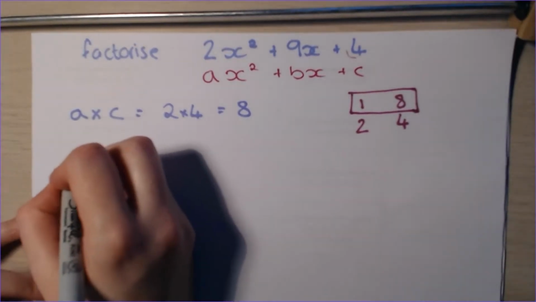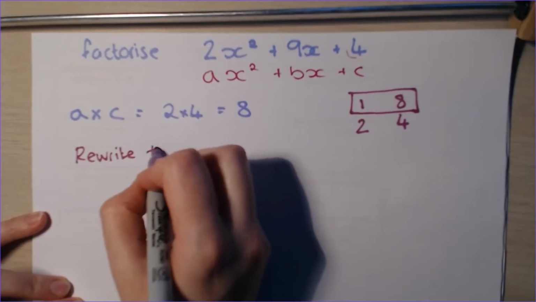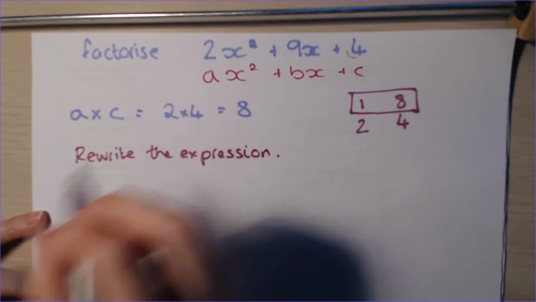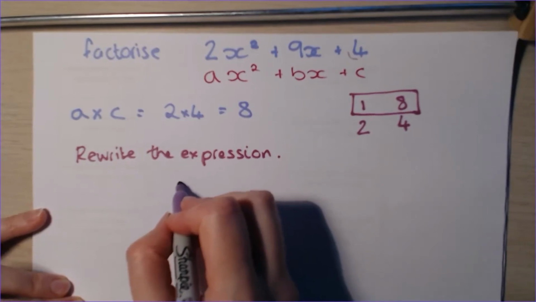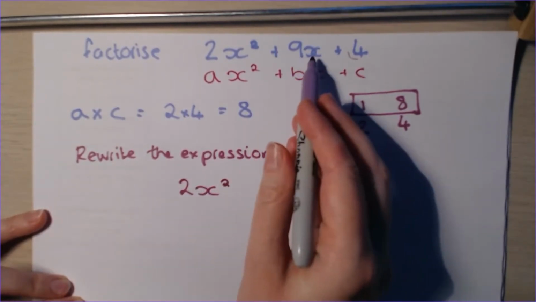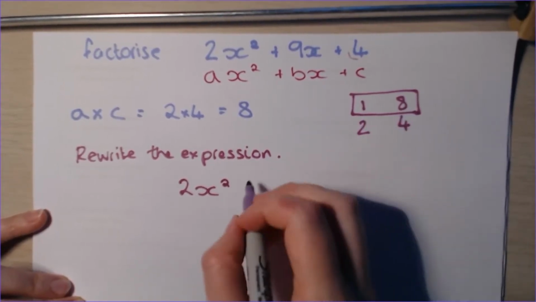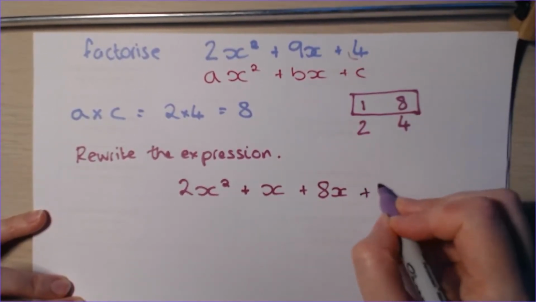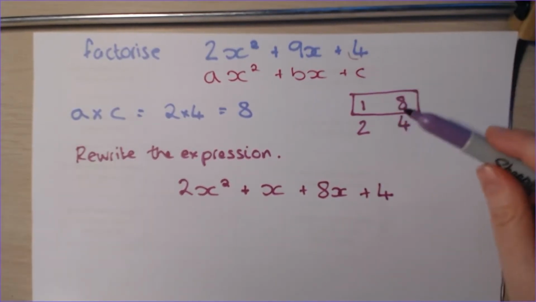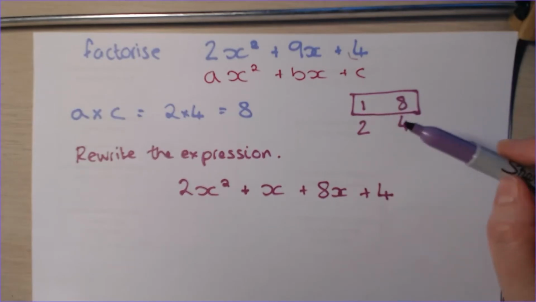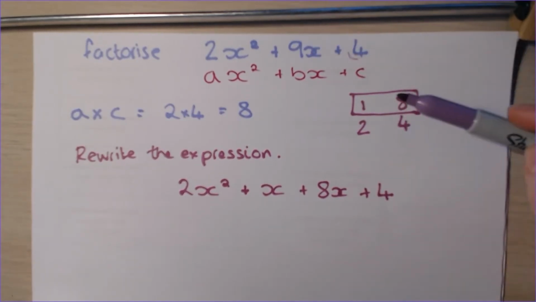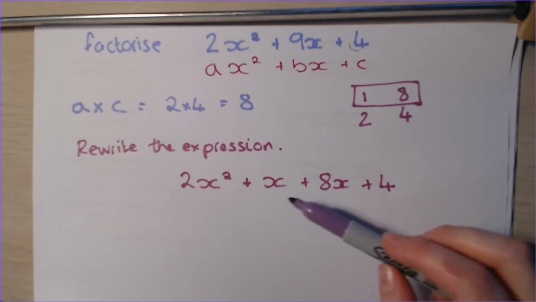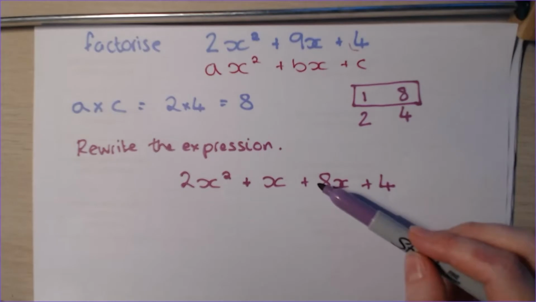Now the next really important step is to rewrite the expression. So this expression up here, we're going to rewrite it. It's going to be exactly the same as it is up there, but I'm going to change my 9x for 1x add 8x. So plus x plus 8x, because of course we don't need to write the 1, and the plus 4 stays the same. So all I've done, I've chosen my factor pair that works, and I know it's going to be 1 and 8, and they're both going to be positive because 1 plus 8 gives us positive 9. And I've now replaced my positive 9x with x plus 8x, which if we simplified would give us 2x squared plus 9x plus 4. But I've just separated them out, and there's a reason for this.